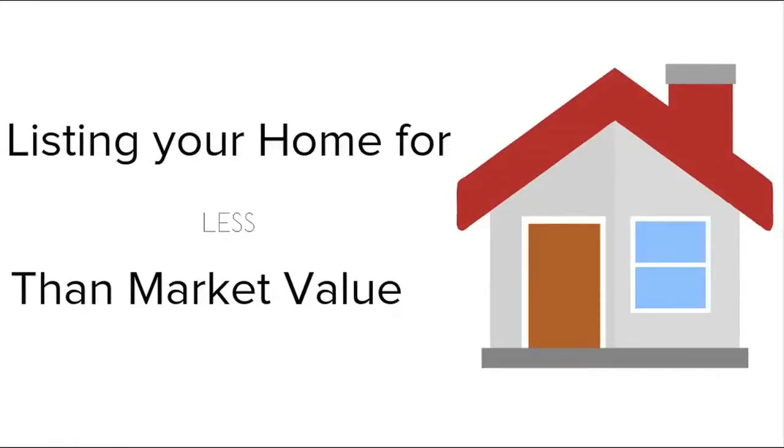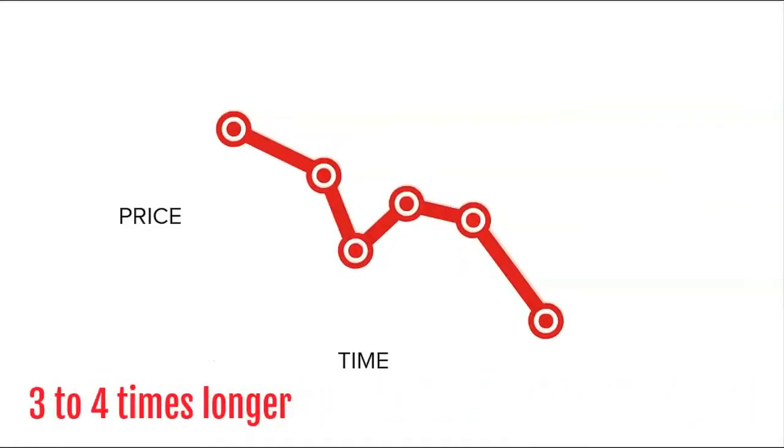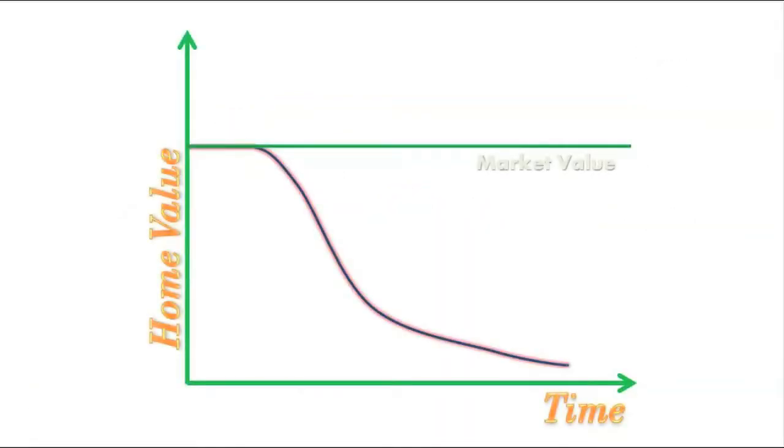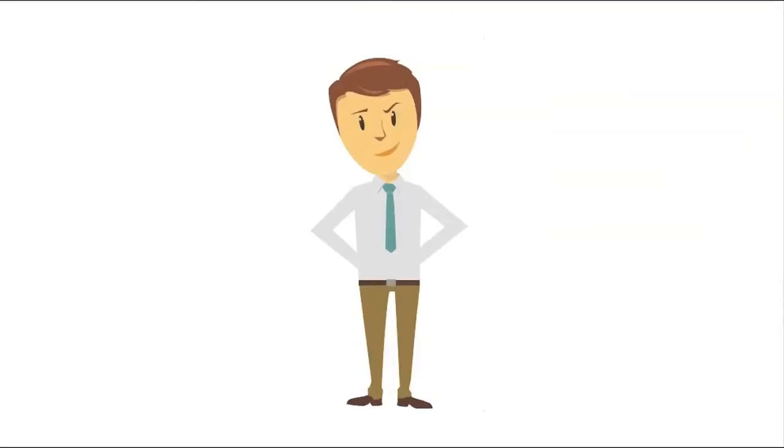Now, statistics consistently show that homes that are overpriced to begin with end up taking 3 to 4 times longer to sell and end up selling for less than market value. Now, just understand that time goes against the value of a home when it sits on the market too long. The longer it sits, the more potential buyers are thinking things like, well, there's something wrong with the house, it's priced too high. Don't make this mistake.